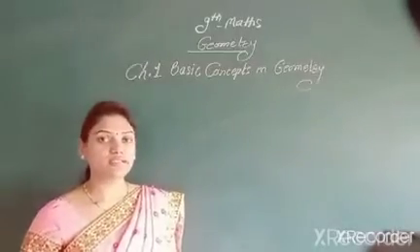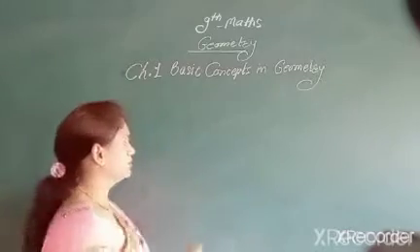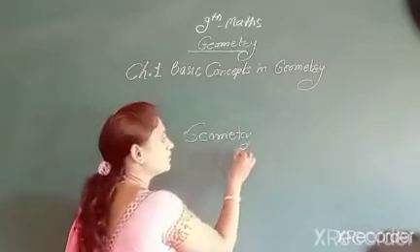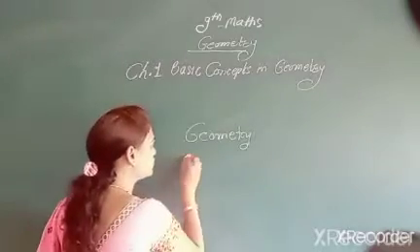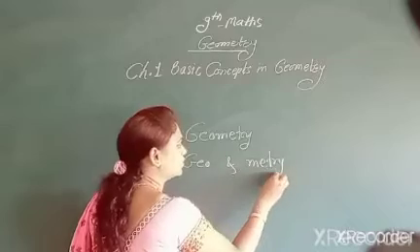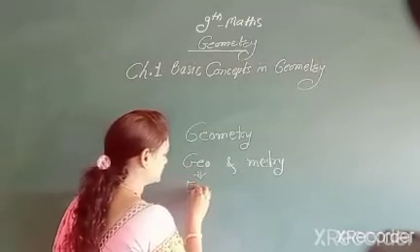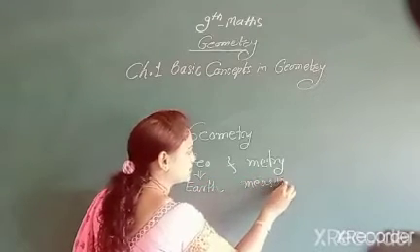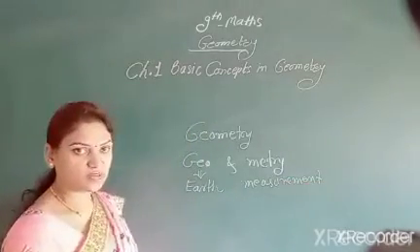Students, today we will learn 9th Maths 1, that is geometry. So what is meant by geometry? The word geometry is generated from the Greek words geo and metry. Geo means earth and metry means measurement. Geometry means earth measurement.